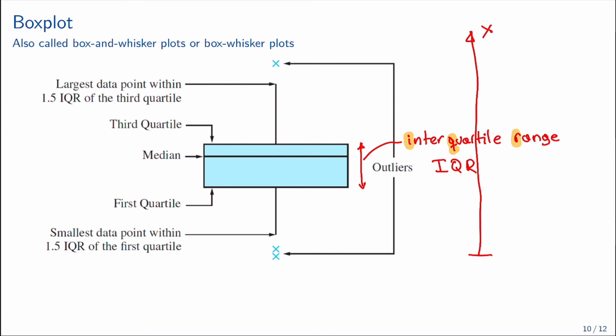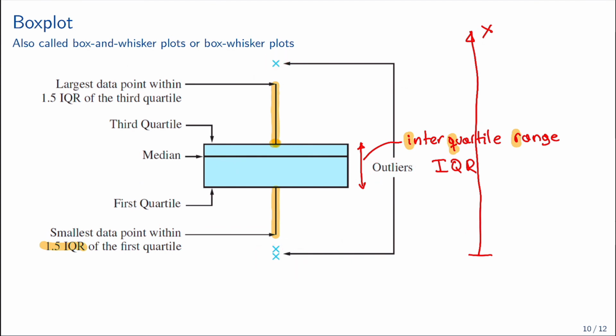Now, based on that, we are going to define some limits. So we are going to define this line over here. From the first quartile, we are going to move down 1.5 times this distance, the IQR. From the third quartile, we are going to move up 1.5 times the IQR. So most of our data should be in that range. The ones that are outside are going to be called the outliers.